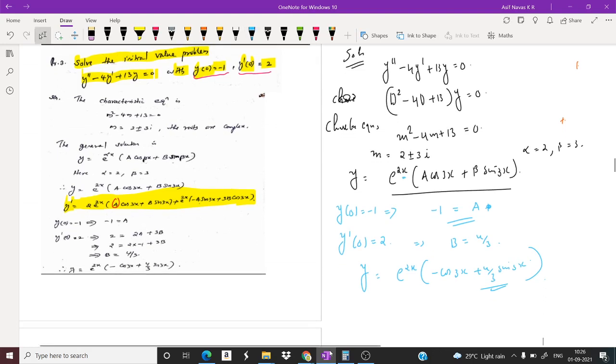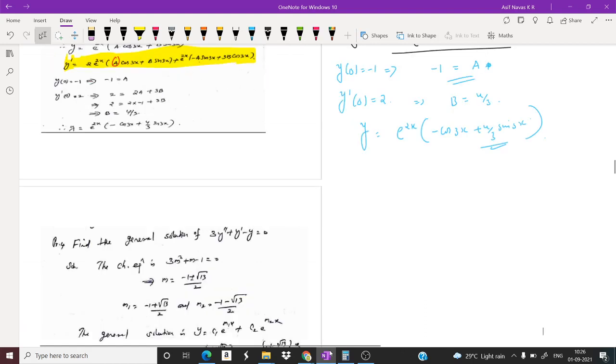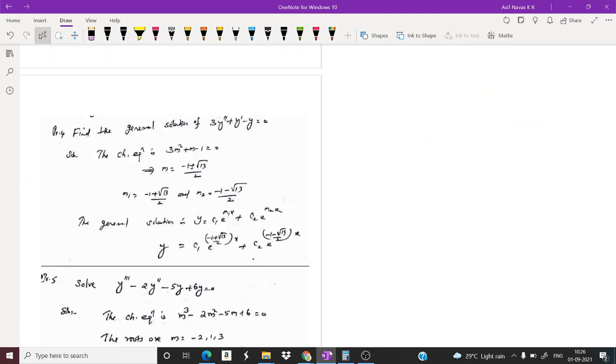Now we will do the next problem. Find the general solution of 3y double dash plus y dash minus y is equal to 0. This is also a very easy, similar problem. First you can write it in symbolic form: 3D square plus D minus 1 y equal to 0. Therefore the characteristic equation is 3m square plus m minus 1 is equal to 0.